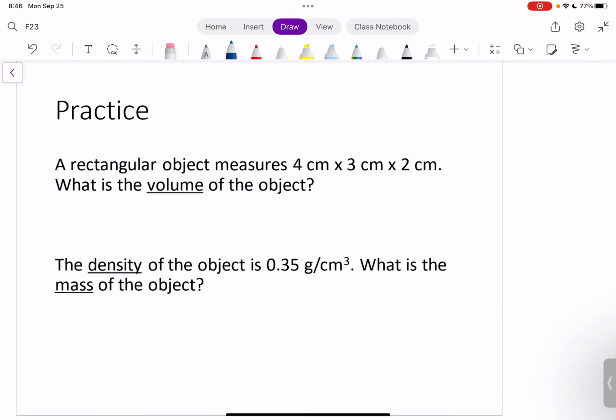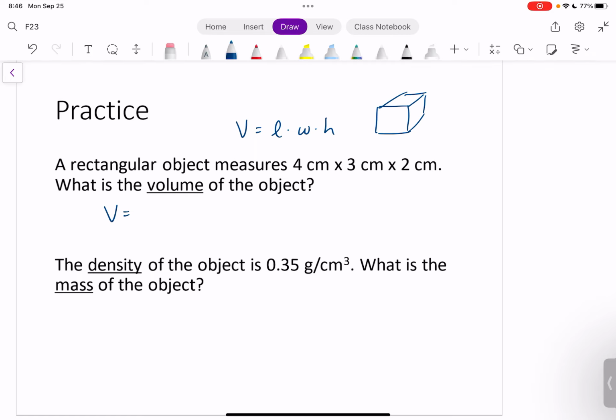So for this one, the top one says a regular object measures 4 centimeters by 3 centimeters by 2 centimeters. What is the volume of the object? So remember, the volume of a rectangle is equal to length times width times height. So if we have our rectangle here, and we know each of the dimensions of our rectangle, we can solve for the volume of that object. So let's go ahead and plug that in.